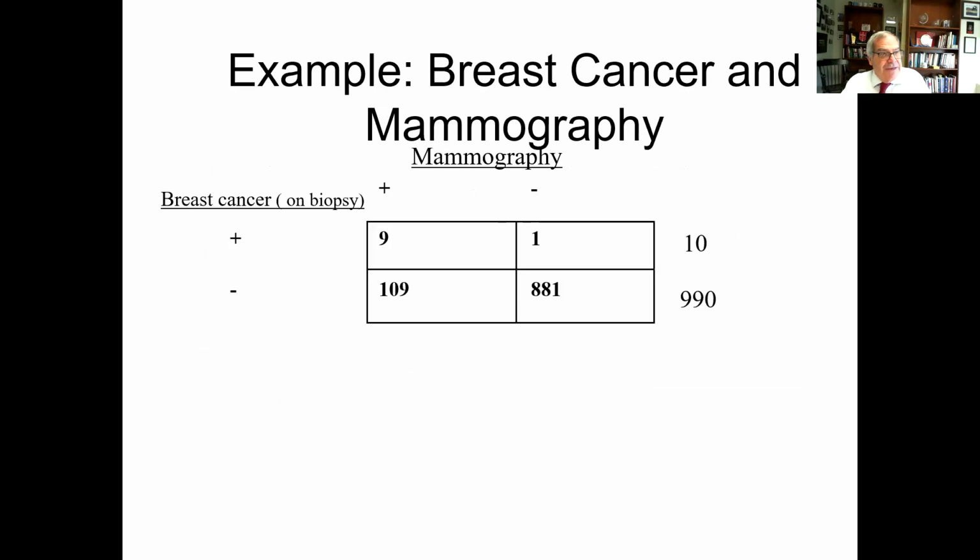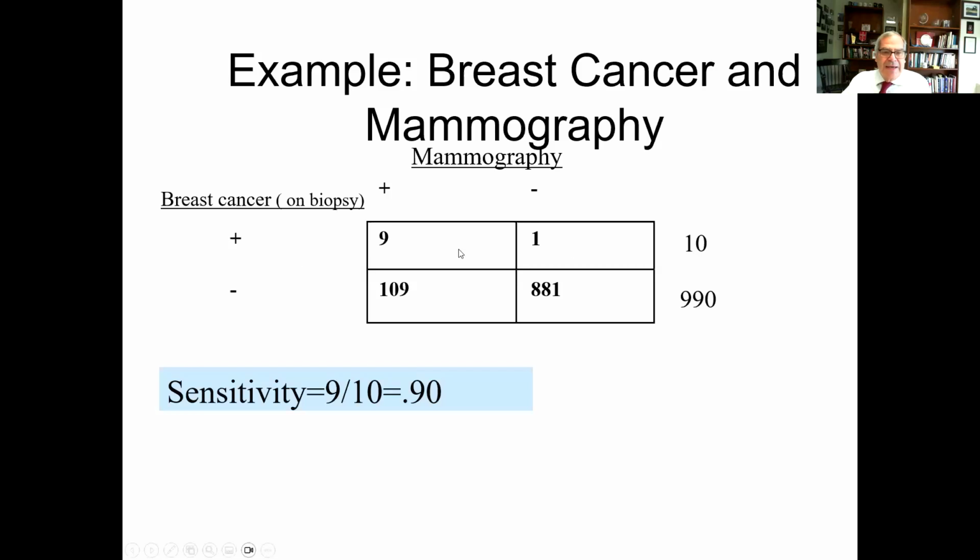Also building in now, that also conditions how we think about how we calculate the sensitivity and specificity. Here it is in general with breast cancer and mammography. You can see our true positives. We have one false positive. When you look at the other conditions, we calculate our sensitivity, the people with the disease, 9/10.